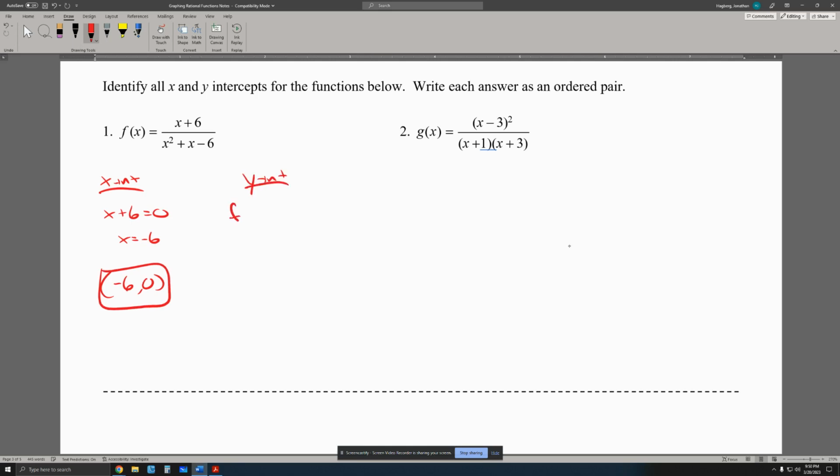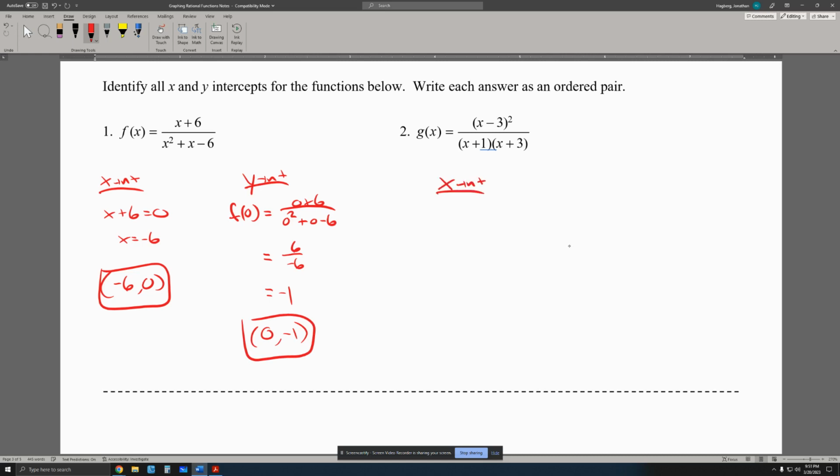For the y-intercept, we can evaluate f(0). So we get (0 + 6) over (0² + 0 - 6). Well, this is equal to 6 over -6, or -1. So as an ordered pair, (0, -1). All right. Number 2, g(x).